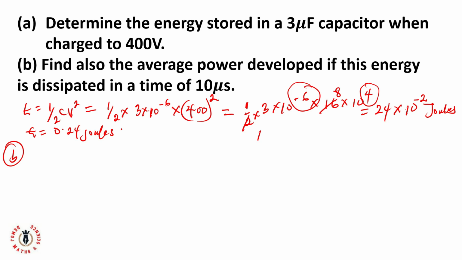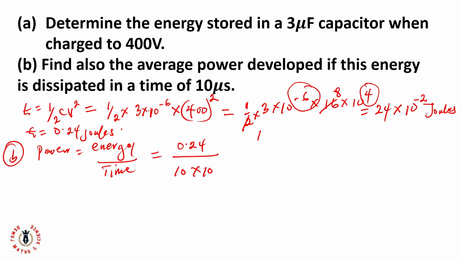Now we're given time of 10 microseconds. We have to find power. Remember that power is the same thing as energy over time. We've gotten our energy to be 0.24 over 10 times 10 raised to the power minus 6.